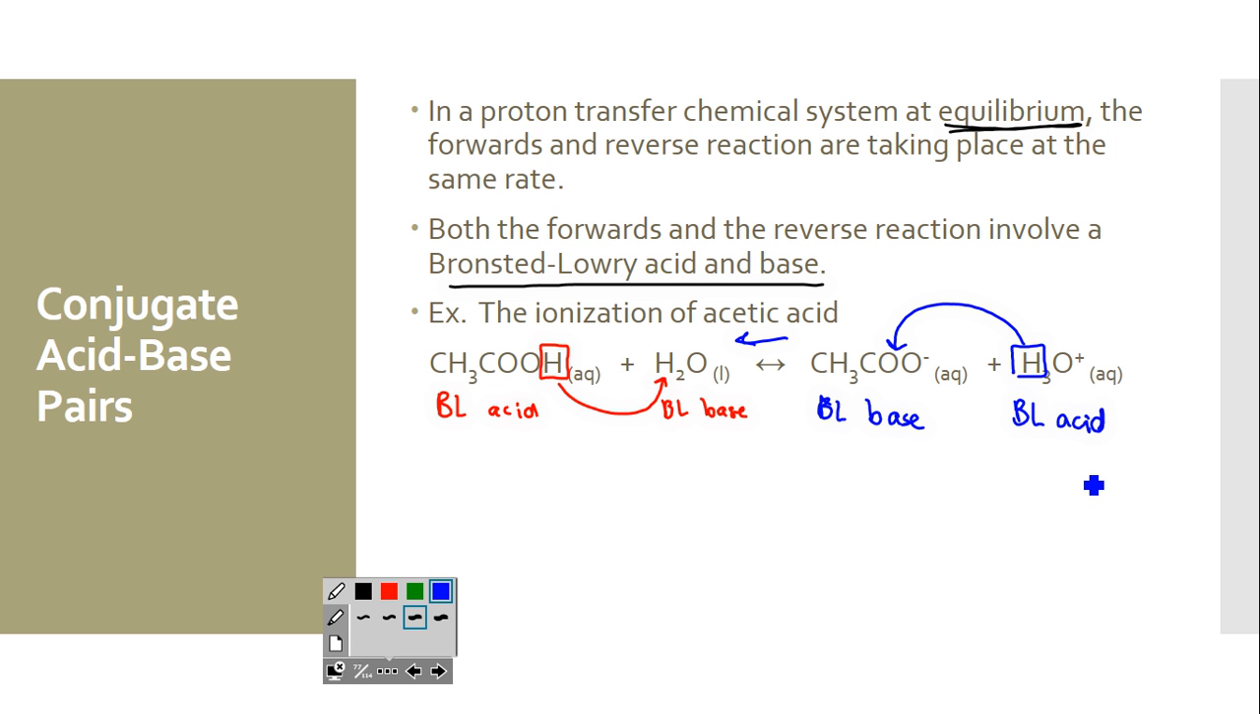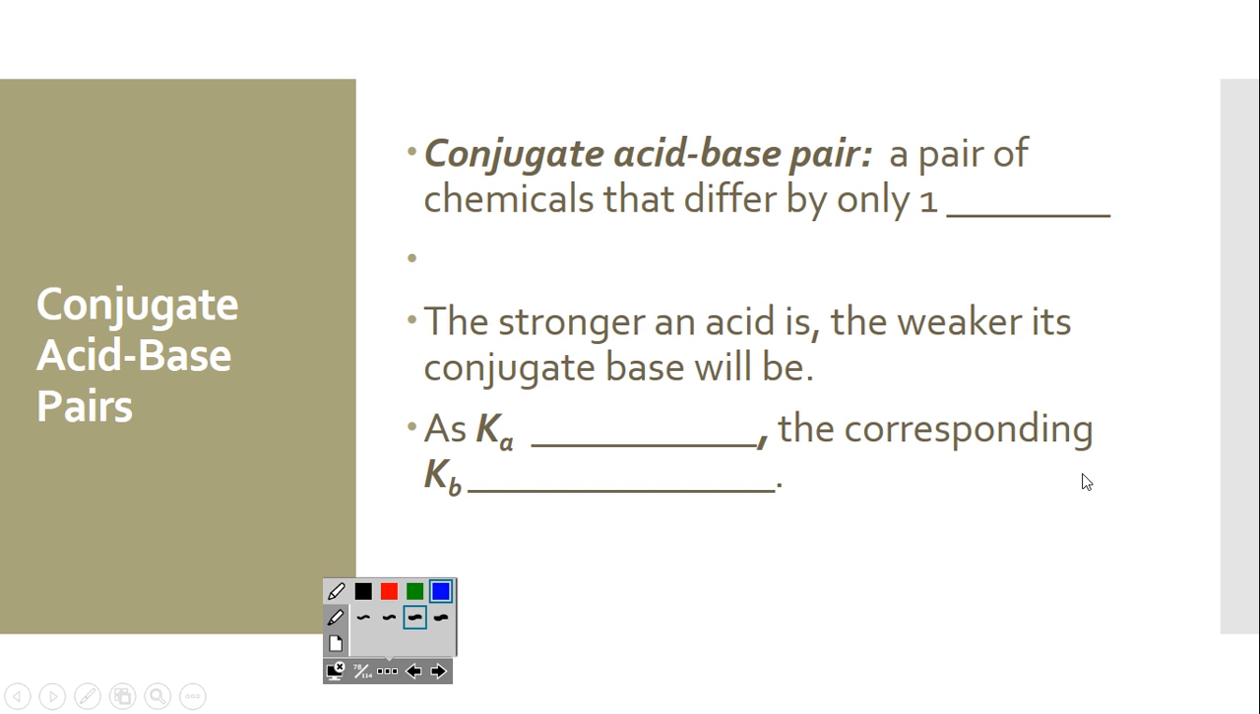If you look, though, the Bronsted-Lowry acid here and this Bronsted-Lowry acid really have nothing to do one with the other. Yeah, they're both acids, but they don't have the same formula or anything. We are interested in something called a conjugate acid-base pair. It is a pair of chemicals that differ by only one proton.